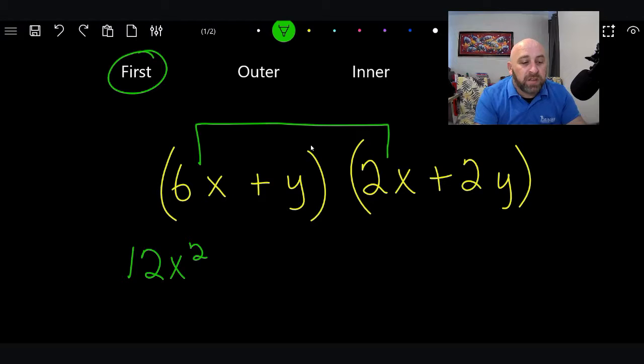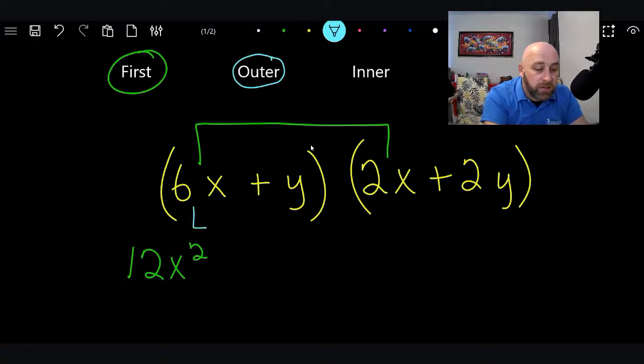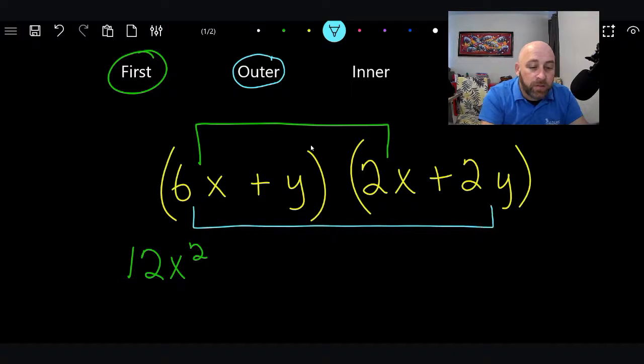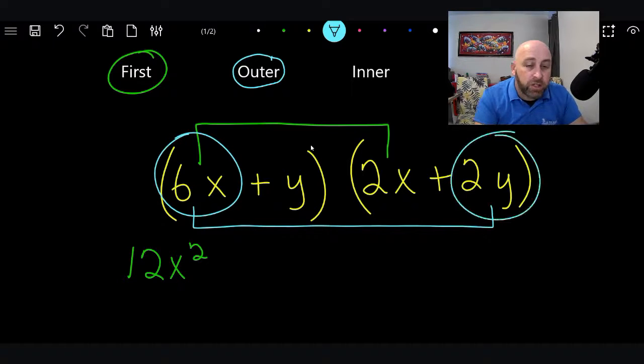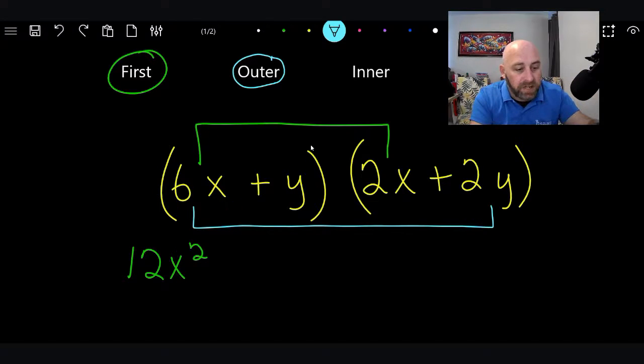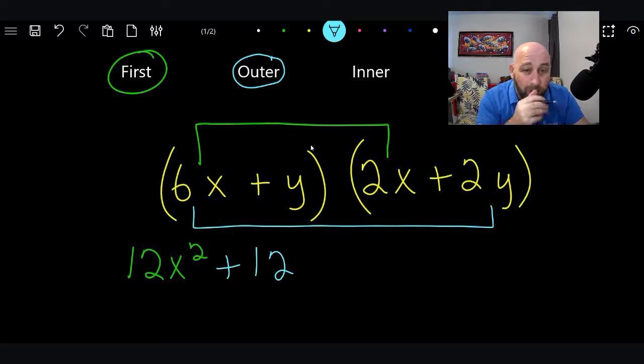Now, the next one that we're going to do, I'll circle this one in blue, is going to be the outers. And I'll go down with this one here. So the outers, what does that mean? The outside. So 6x is on the outside and 2y is on the outside. So we're taking the outsides now, the outers, and we're going to multiply them. Well, we get 6 times 2 again. So again, it's positive 12. x times y, what is that? Well, you can't multiply those, so it's just xy. There's nothing we can do there.